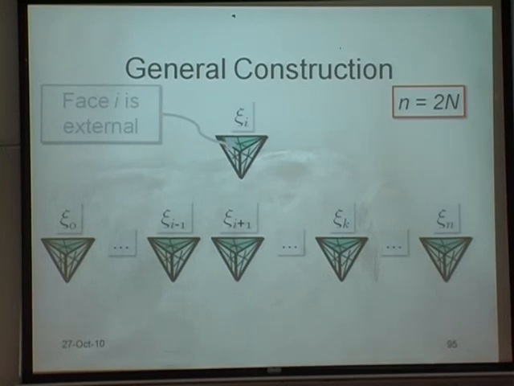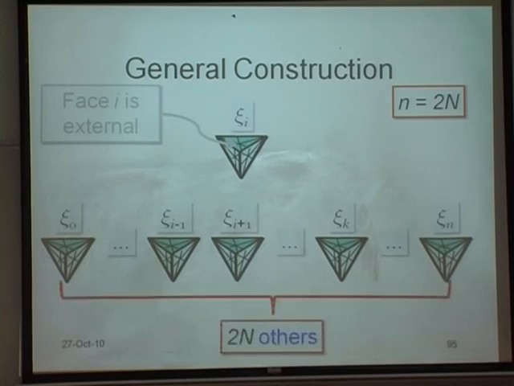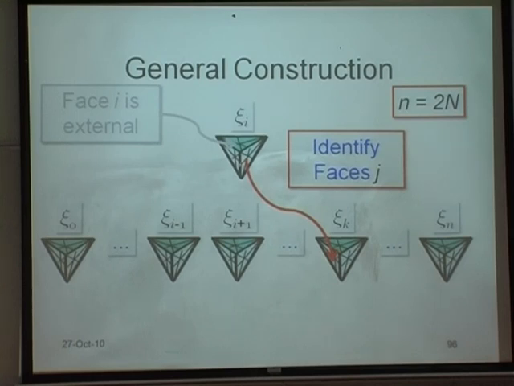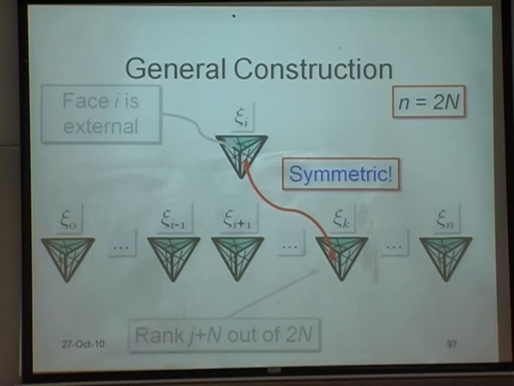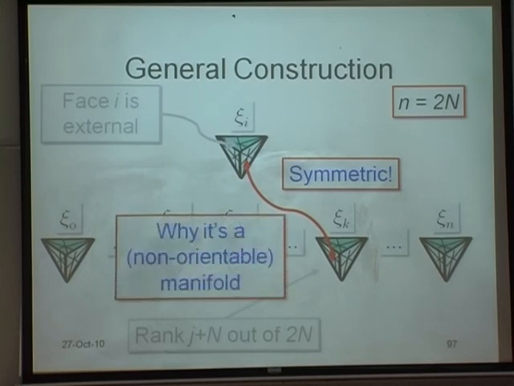By the way, this only works for even dimensions. So we have 2n others. So there's a 2n+1. We pull this one out, and we have 2n+1 others. So I'm going to take face j here, and I'm going to glue this onto face j of this one here, where that's the rank j plus n out of 2n. Okay, so why this magical formula? Well, simply because we want it to be symmetric. So if we exchange places, then we glue the same edges together, depending on how you do this. And that explains why it's a manifold.